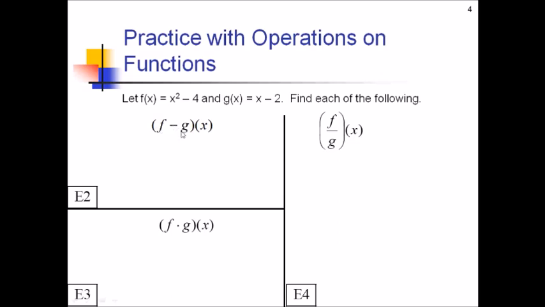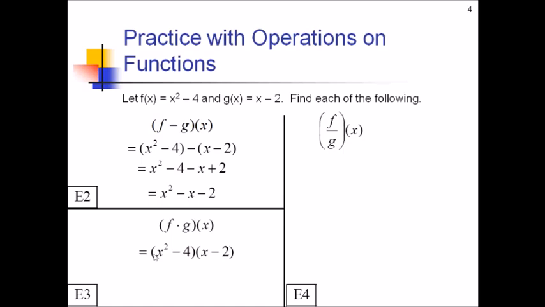So for this one, we're doing f minus g, so we're doing basically x squared minus 4 minus quantity x minus 2. Basically, we just need to distribute that negative and combine like terms. So we've got minus x plus 2. So then that'll be x squared minus x minus 2 when the dust settles. Next, we have f times g. So that's just multiplying these two functions together. For this, we can just FOIL. So we've got x to the third, and then minus 2x squared minus 4x plus 8.